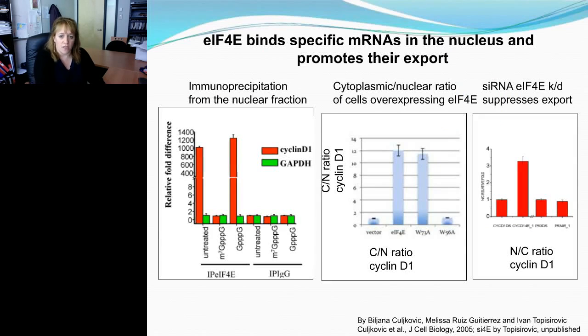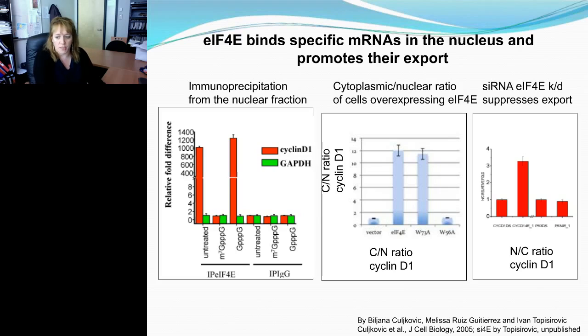So if we look at the evidence supporting an RNA export function for 4E, I'm showing you three specific sets of evidence. First, we can take the nuclear fraction of cells and do an RNA immunoprecipitation, or what I'll call a RIP, and we can look at specific RNAs using quantitative PCR, such as cyclin D1, which is a 4E export target, and GAPDH, which is our negative control. And if we IP 4E, we can clearly see that in the RIP we have a substantial enrichment of cyclin D1 for 4E.